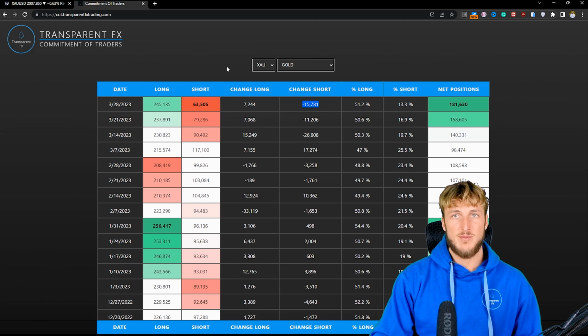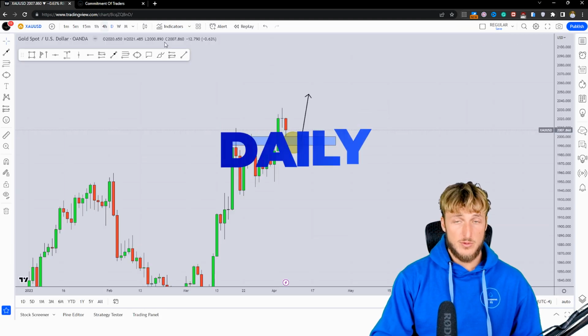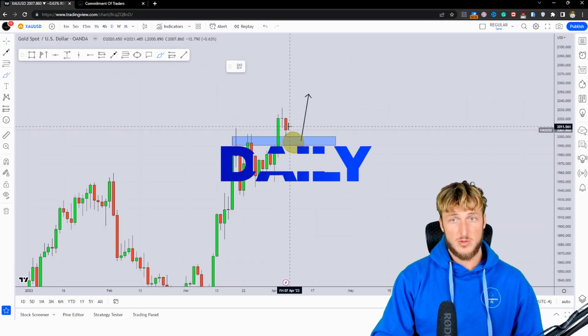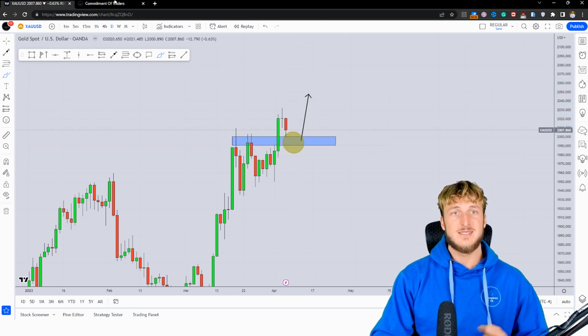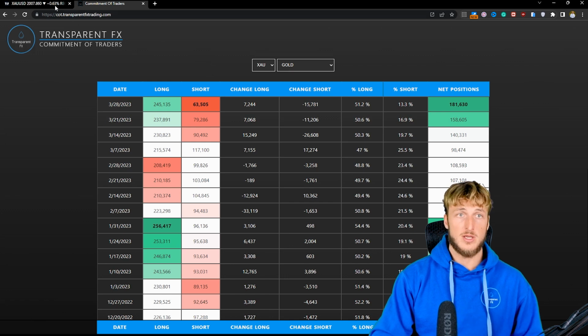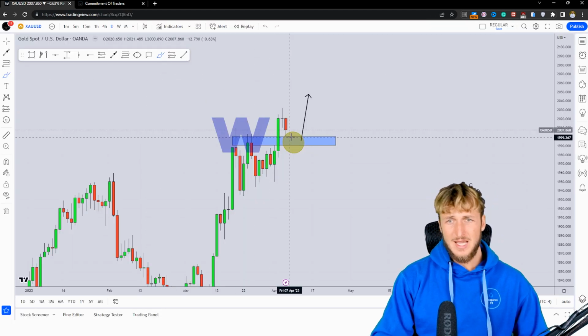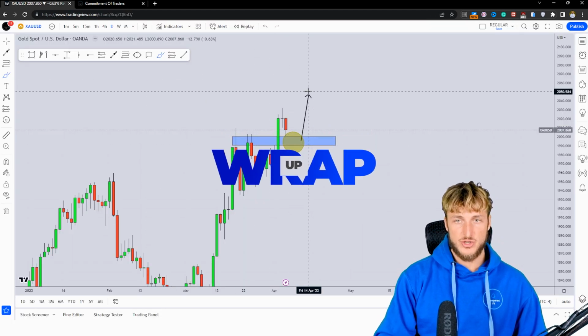Now, this obviously makes gold stronger, increasing the probabilities that if the market will test this confluence of support, we could get rejected to the upside, since institutions are currently longing gold. So that's how we could be approaching this potential rejection to the upside.